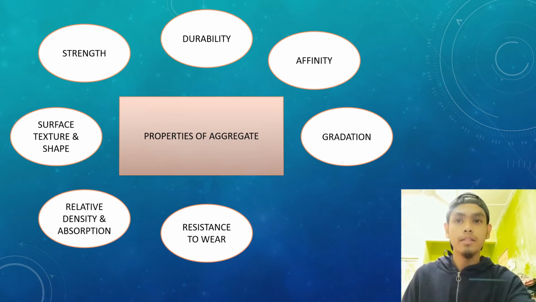Number 4, affinity, properly coated by binder. Number 5, relative density and absorption, related to stripping, drying time and mix design. Number 6, resistance to wear, to polish under traffic and skid resistance. And then lastly, gradation, related to quality and pavement strength.